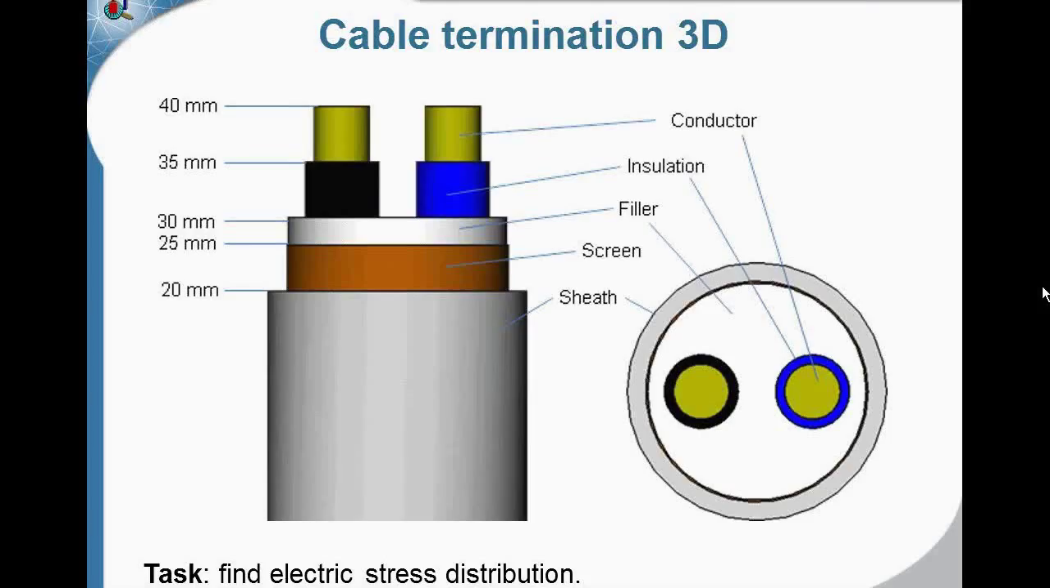Now let's move to the last example. Again, this is cable termination, but now the geometry model doesn't allow you to use two-dimensional simulation. This cable consists of two conductors insulated. There is the screen. And our task is to calculate the electric field distribution in this case.